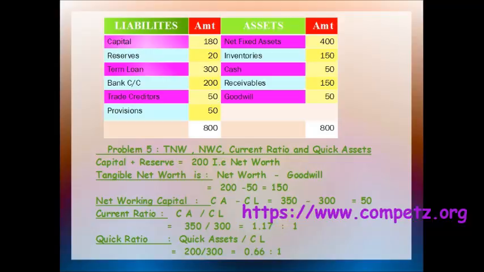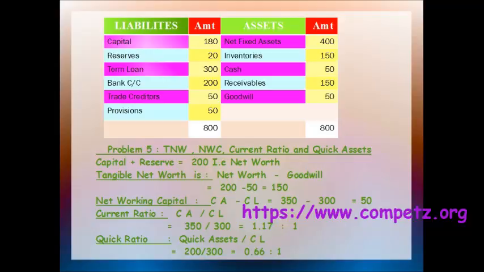Next your net working capital. Under net working capital, remember, in simple words, all your current assets minus your current liabilities. What are current assets? Inventories 150, cash 50, receivables 150. So we get 350 as your current assets. Under current liabilities, you can see in the liability side of the balance sheet, bank cash credit 200, trade creditors 50, provisions 50. You will get 300. So your current assets 350 minus your current liabilities 300, you will get 50 as your net working capital.